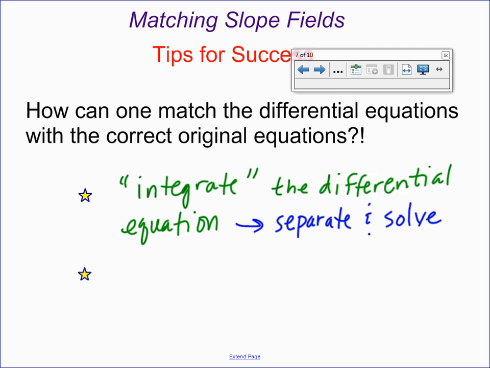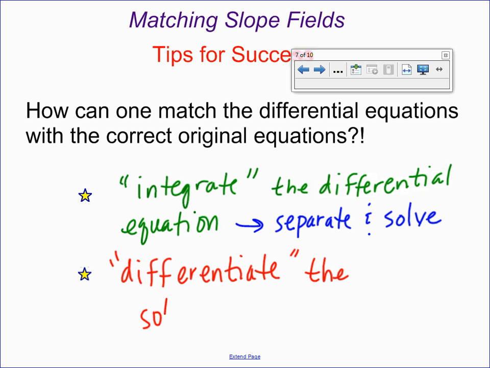What else could we do? We could differentiate the particular solution, rearrange it, try to solve for y prime, and see if, through substitution, it ends up equaling the original. So another option, depending upon what it looks like, would be to differentiate our solution curve. That's not going to work for all of them. This technique of integrating the differential equation is not going to work for all of them either.